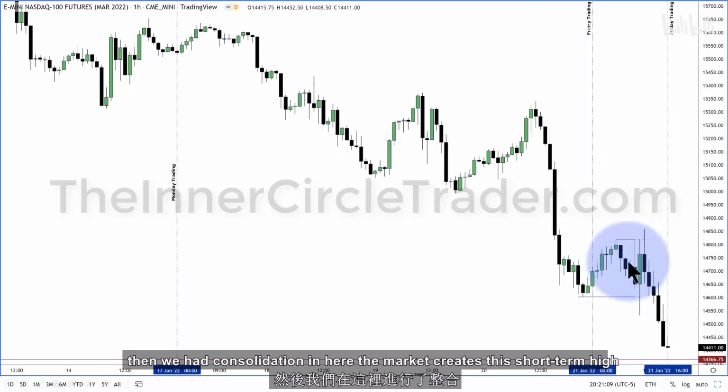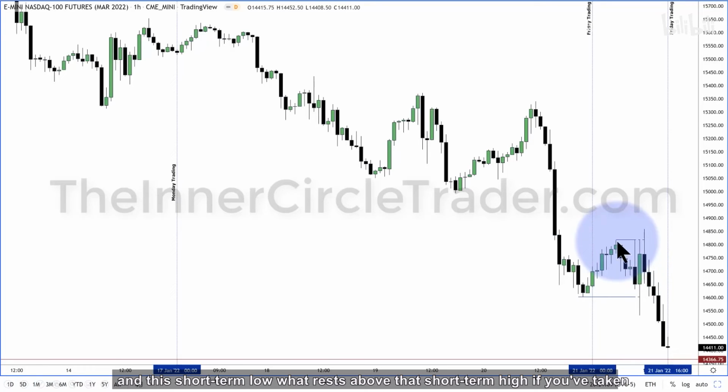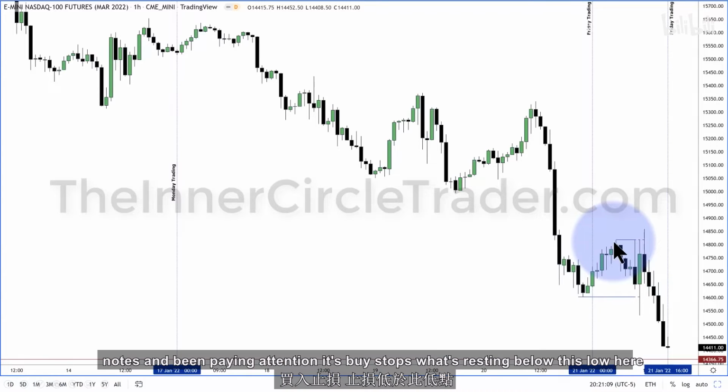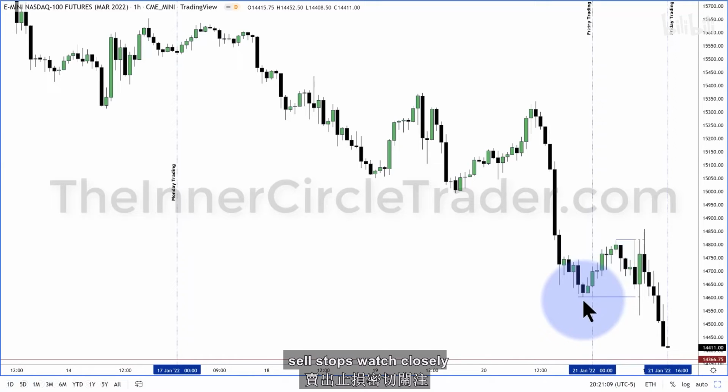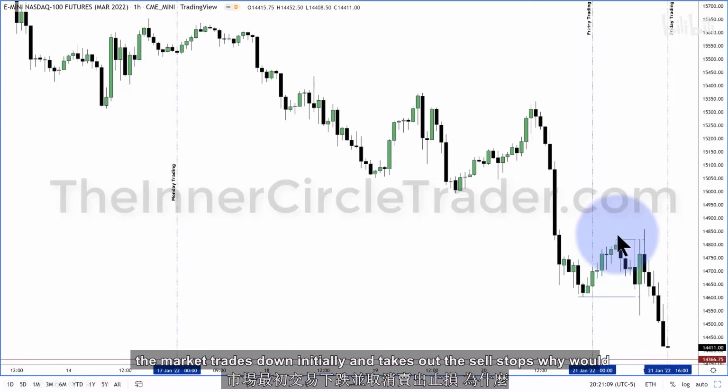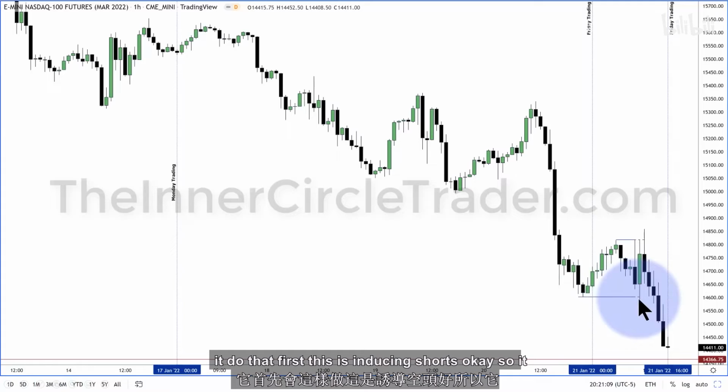The market creates this short-term high and this short-term low. What rests above that short-term high? If you've taken notes and been paying attention, it's buy stops. What's resting below this low here? Sell stops. Watch closely. The market trades down initially and takes out the sell stops. Why would it do that first? This is inducing shorts, okay?